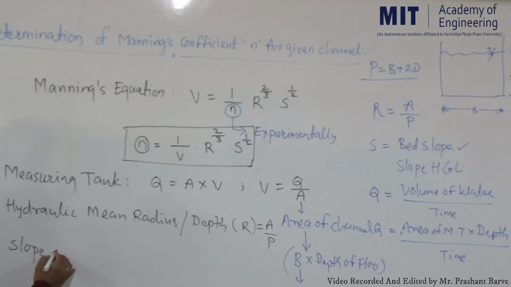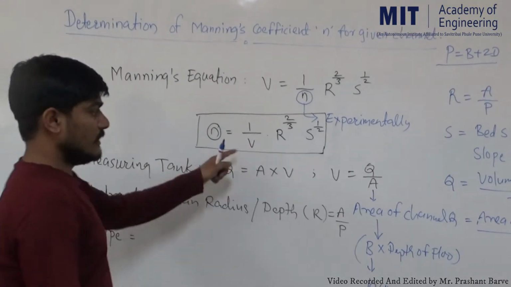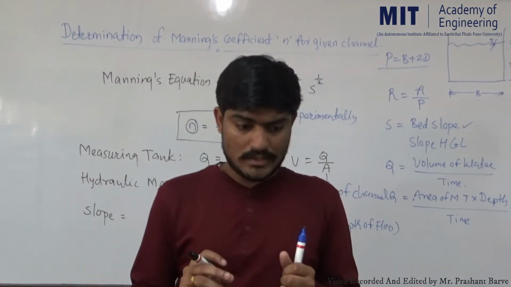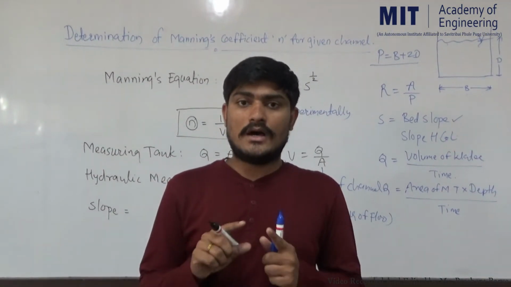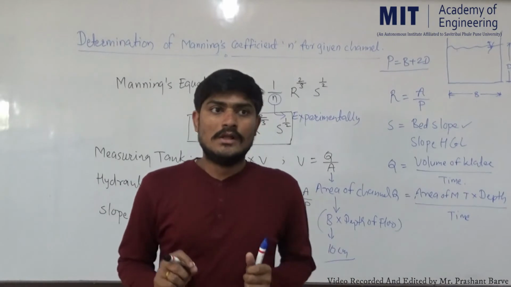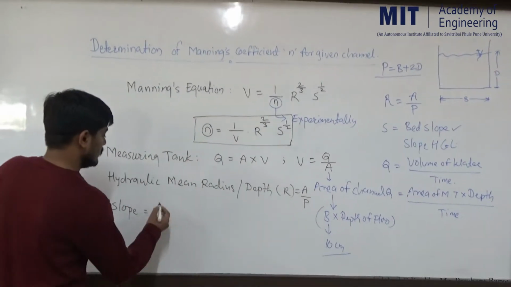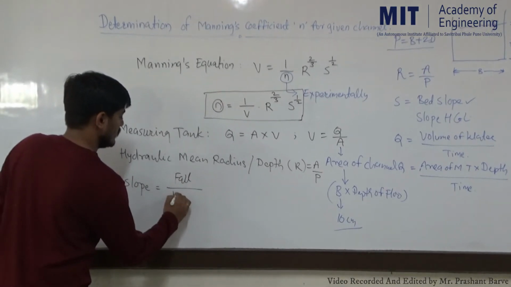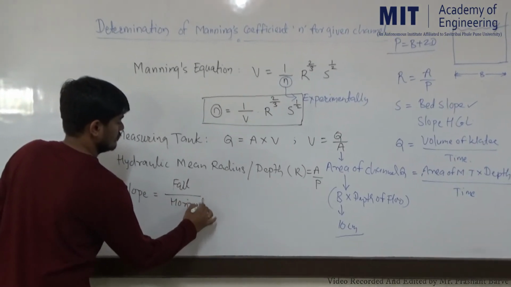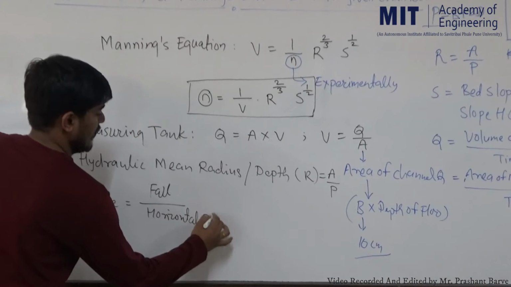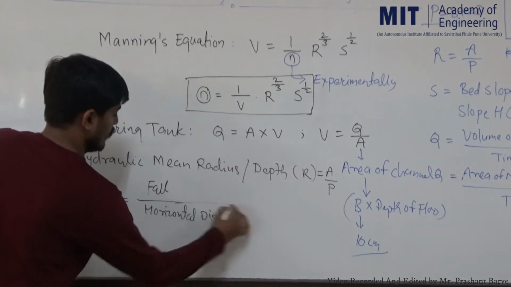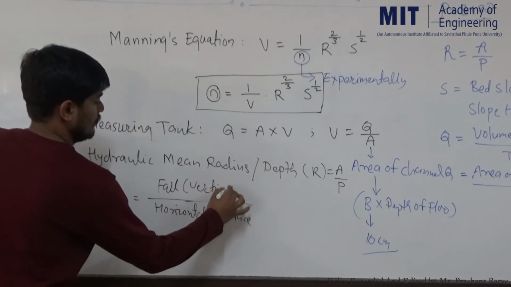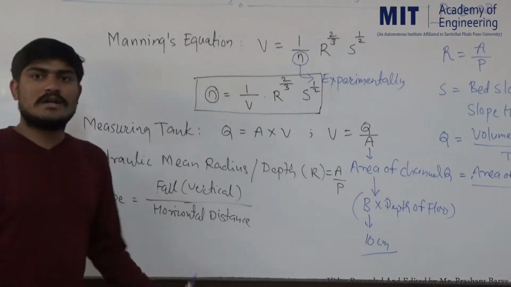In order to determine the slope, we have some arrangement there along with the tilting flume. So the slope we can determine as the fall divided by the horizontal distance. And this fall is the vertical fall. Let me write here, vertical. Okay, vertical fall divided by horizontal distance.